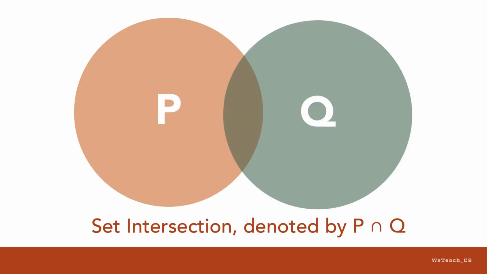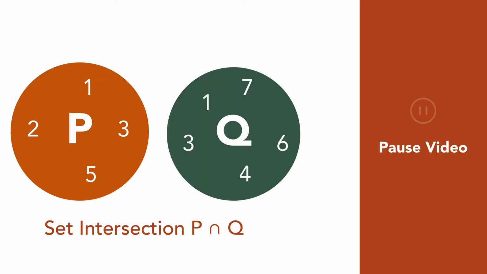The intersection of sets results in only the members that are common to both sets. Here is an example of P intersection Q. Once again, let us populate the sets with some members. Let us say that set P is made up of 9, 2, 1, 5, 3, and set Q is made up of 7, 3, 6, 4. Pause the video and write down what you think will be the result of P intersection Q.